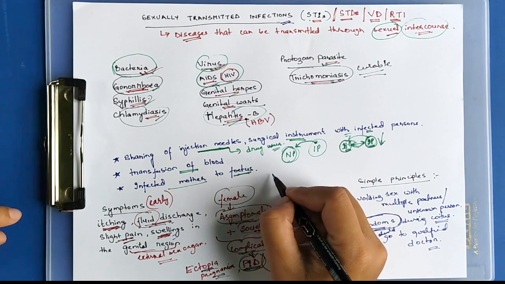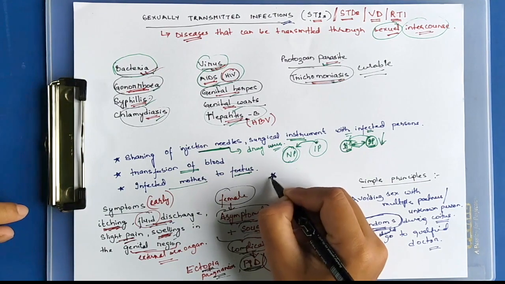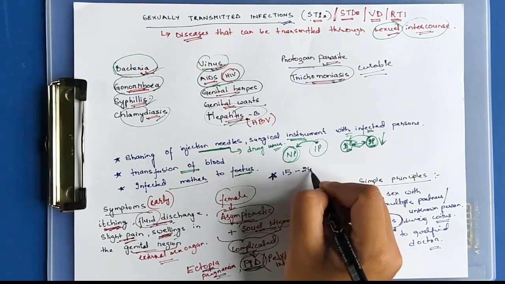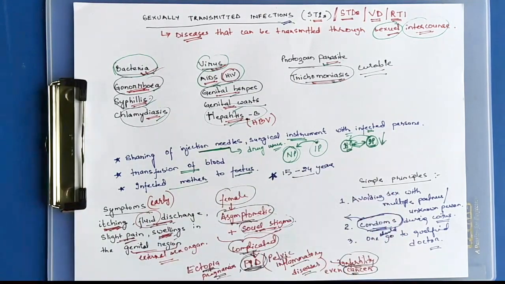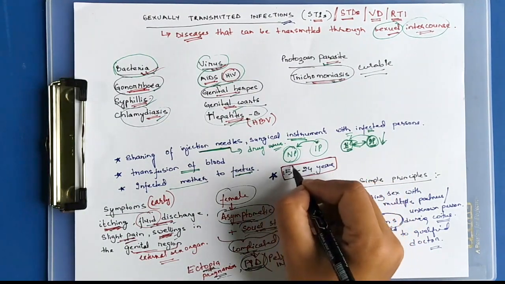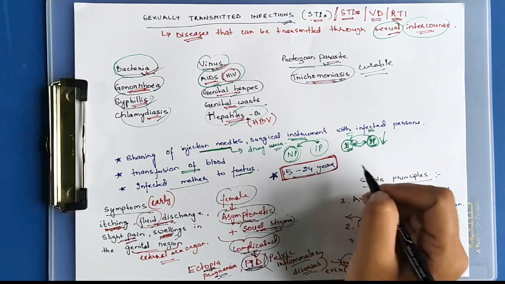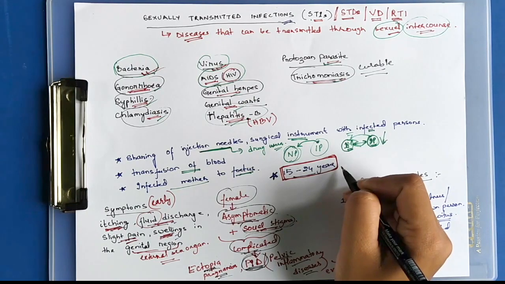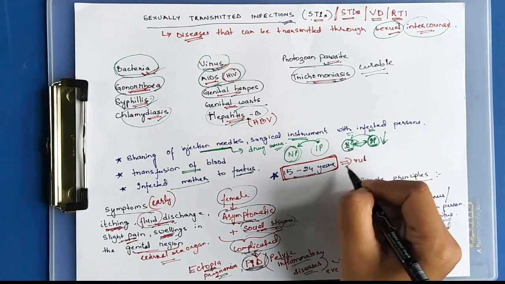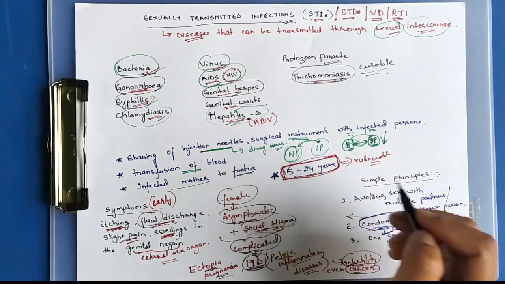Sexually transmitted diseases, its incidence is very common, or very high, in the age group from 15 to 24 years. These age groups are vulnerable, and mostly it is very common among this age group.